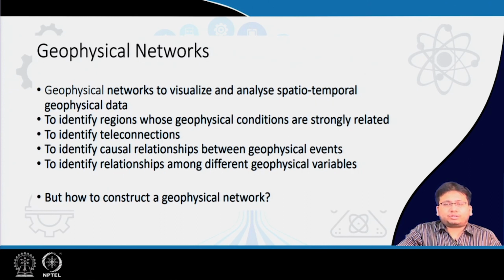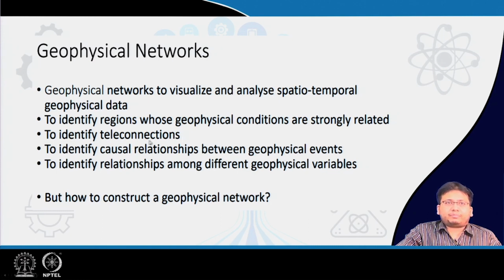Now, coming to the domain of earth system science. Geophysical networks are used to visualize and analyze spatiotemporal geophysical data. Some of the applications might be to identify regions where the geophysical conditions are strongly related. That is, can we identify homogeneous regions or special climate zones in different parts of the world, or can we say that this is a zone of a particular soil type or a particular forest type, etc.? Or can we identify, let us say, seismic zones? So that is one kind of application.